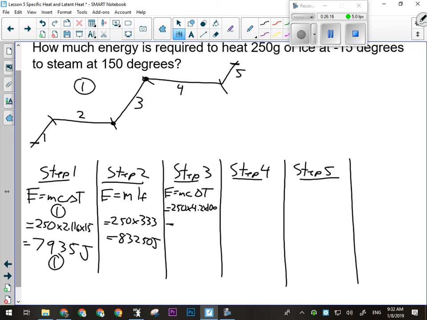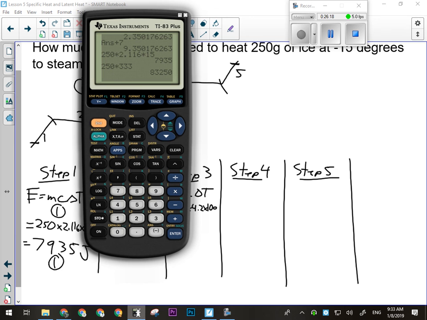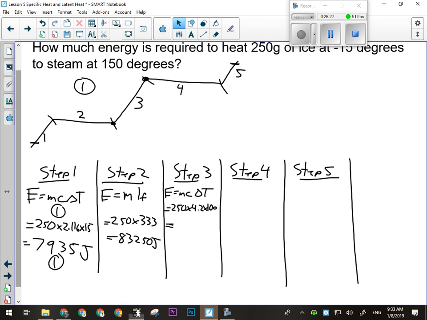Okay, so we've got 250 grams times 4.2 joules per gram degree Celsius times 100 degrees. All right, so we're looking at 105,000 joules. Sorry, 105,000, right? Yeah, joules. All right, so a bit more than it took to melt the ice for certain, but still a similar number.